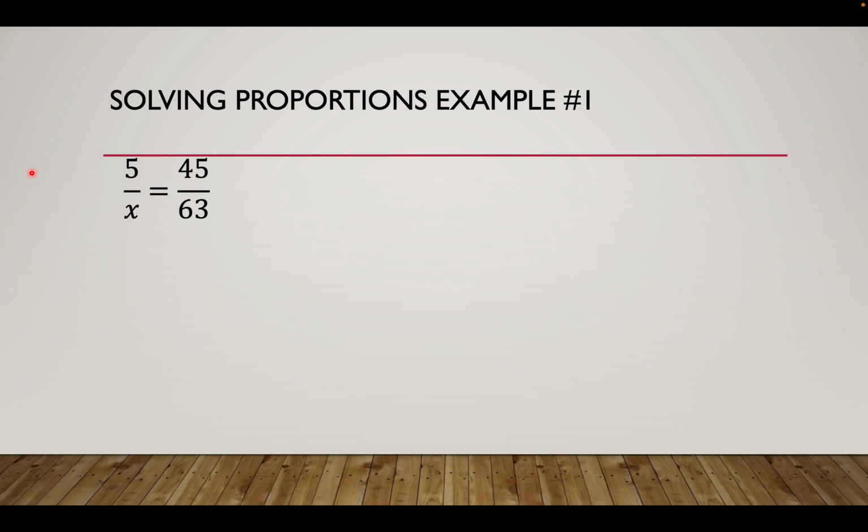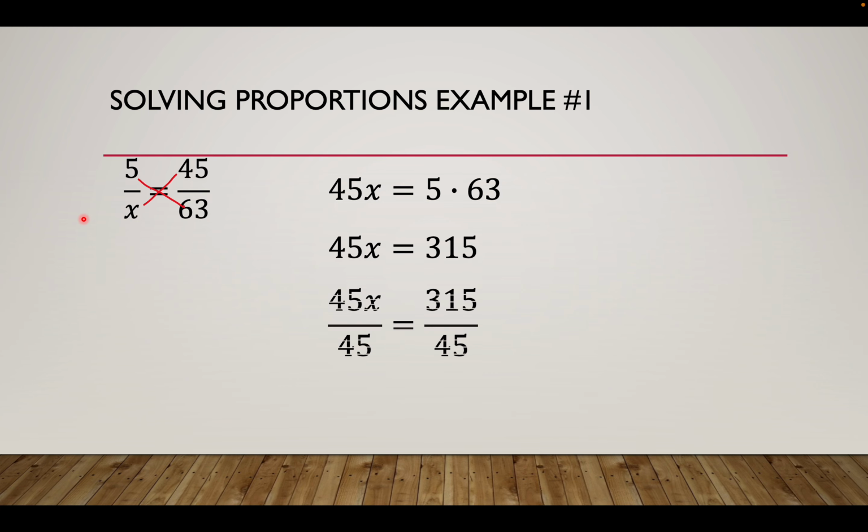Let's do this example. Now we have an unknown value, but if we use our cross products property, we multiply 45 times x, and 5 times 63. They're going to equal each other. So 5 times 63, that's 315. We divide by 45 on both sides. We get x equals 7.